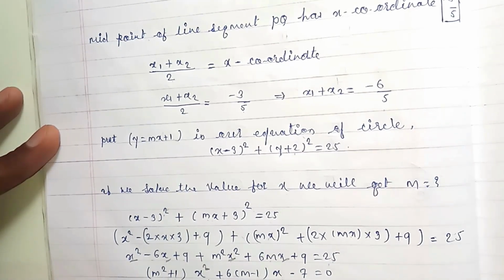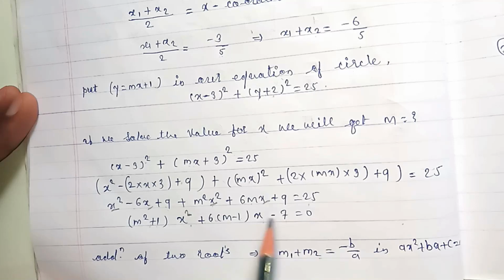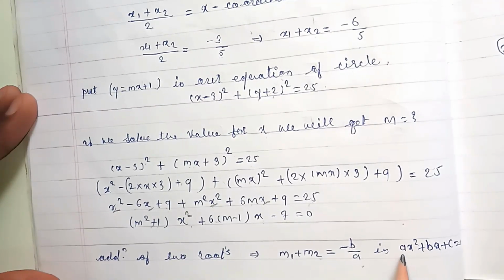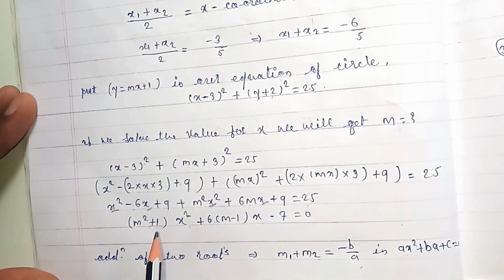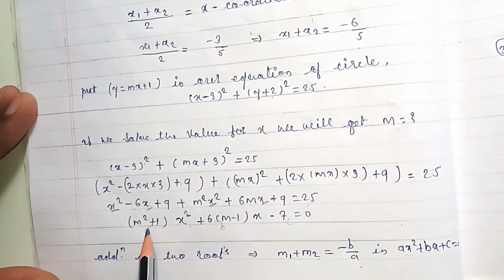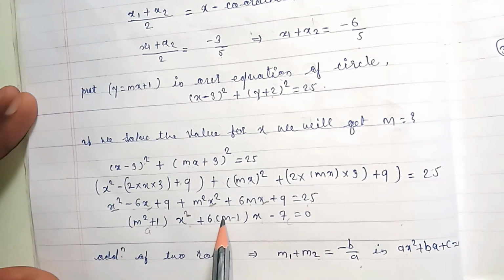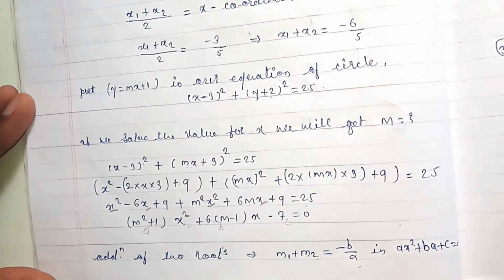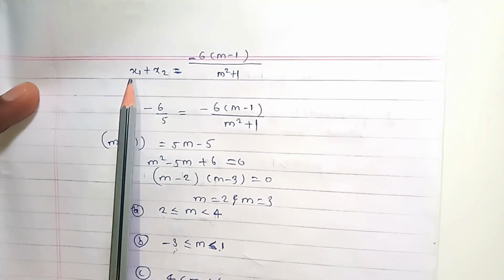We may use either result in order to get the value of m. What I have done is apply the sum of the two roots, m1 plus m2, which is negative b by a when we have a quadratic equation in the form ax square plus bx plus c. Here m1 plus m2 is negative b by a, so negative of 6 into (m minus 1) upon (m square plus 1). Now let us see what the next step is. The next step says our equation is in the form of x1 plus x1.